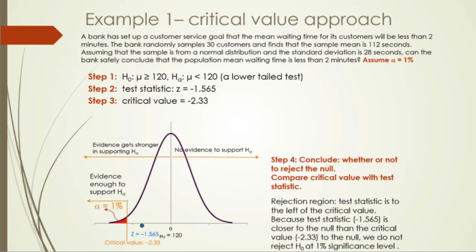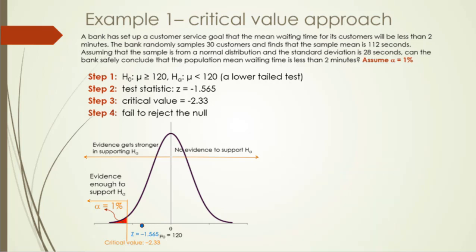In step 4 of the critical value approach, we will compare the test statistic with the critical value to make a conclusion whether or not to reject the null. Our test statistic is negative 1.565, which is not as far as the critical value to the null, so we do not reject the null at 1% significance level. Therefore, we fail to reject the null for this example.